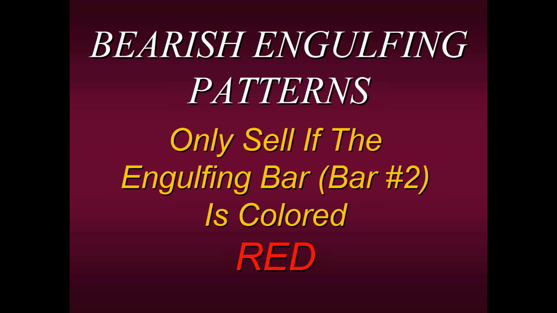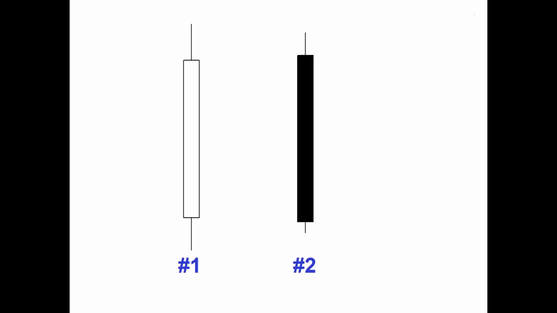Now, let's say you want to go short with a bearish engulfing pattern, all right? Well, you're only going to sell if the engulfing bar, that's bar number 2, is colored red. So if we look at our standard bearish engulfing, it's a 2-bar pattern. Bar number 1 opens and closes higher. Bar number 2 opens and closes lower. And the range from open to close with bar number 2 engulfs the range open to close of bar number 1. Now, this would be a standard generic bearish engulfing pattern that you see at the top of a strong uptrend.